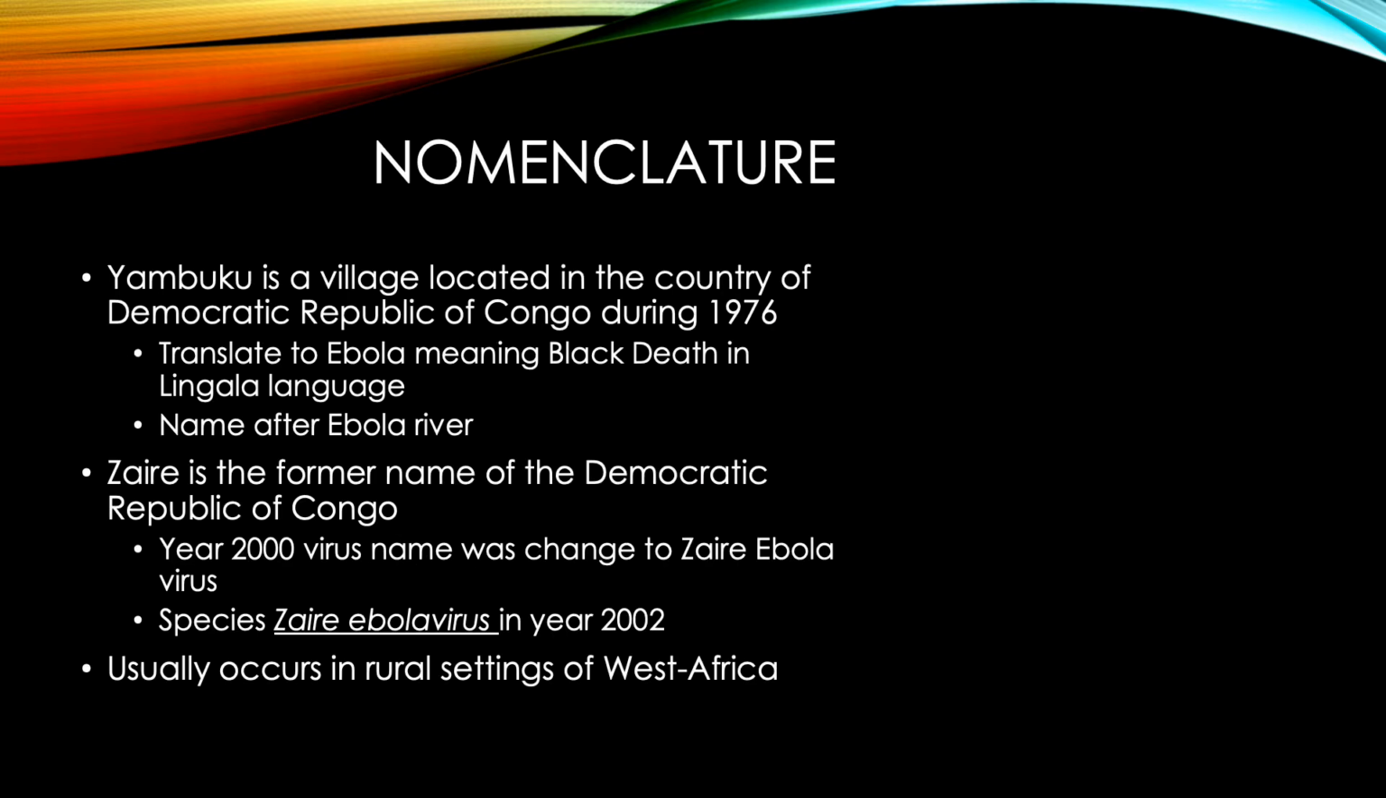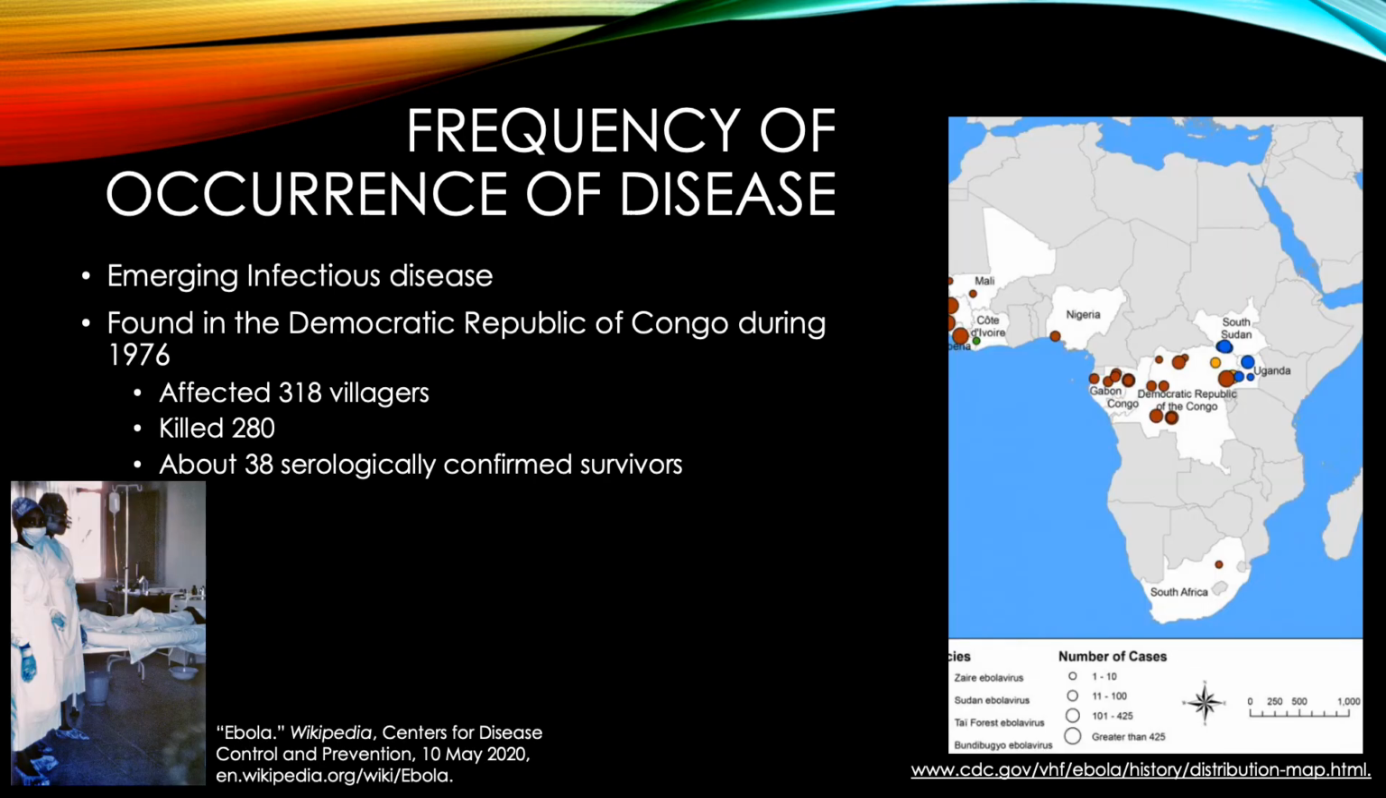So the history behind Ebola is that it usually occurs in rural settings of West Africa. Each species of Ebola virus is named after the location where it originated. Yambuku is a village located in the Democratic Republic of Congo, which is known today as Zaire. Ebola River translates to Black Death in the language of Lingala. Also, in the year 2000, since there was confusion with the Marburg virus, it was changed to Zaire Ebola virus.